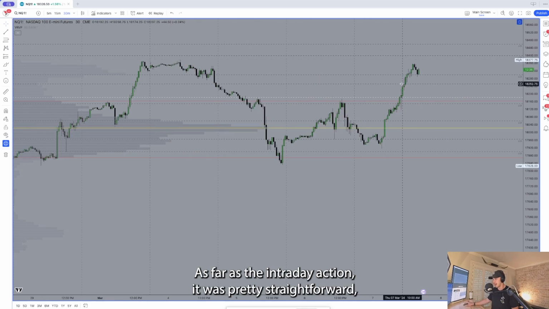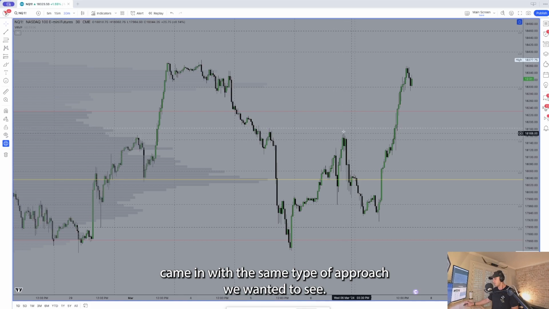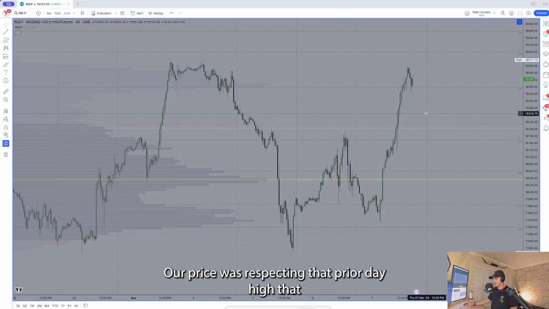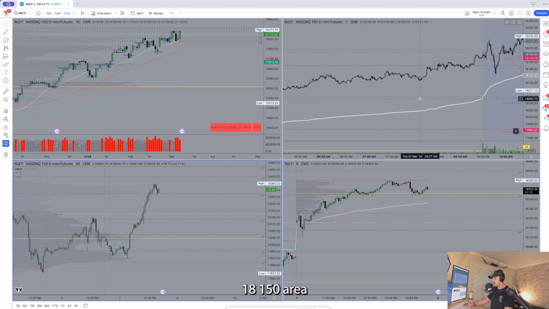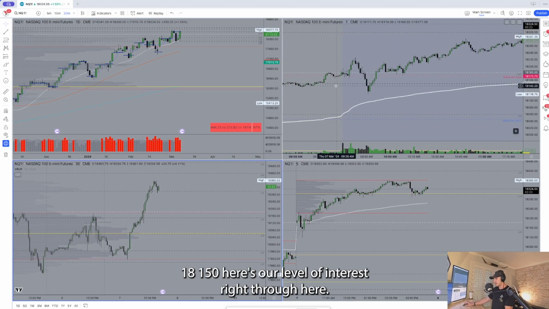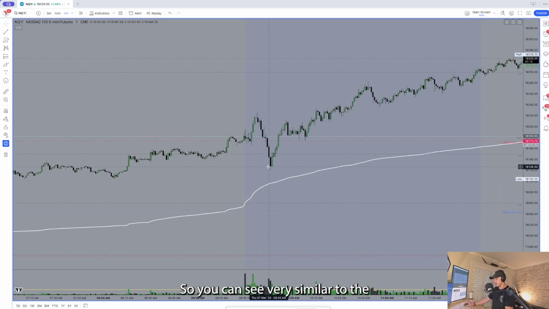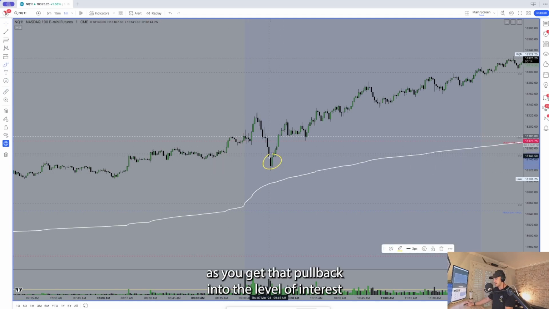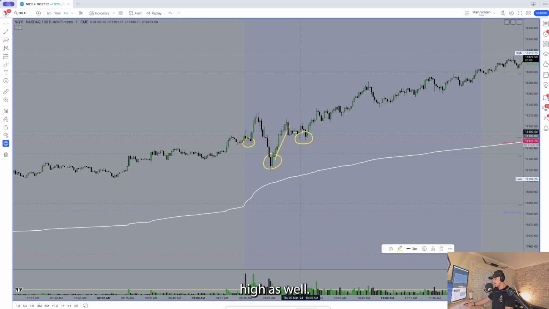As far as the intraday action, it was pretty straightforward. Came in with the same type of approach. We wanted to see how price was respecting that prior day high, that 18,150 area. 18,150, here's that level of interest right through here. So you can see, very similar to ES, you get that pullback into the level of interest and then your bounce. Phenomenal. Decent activity versus the prior day high as well.